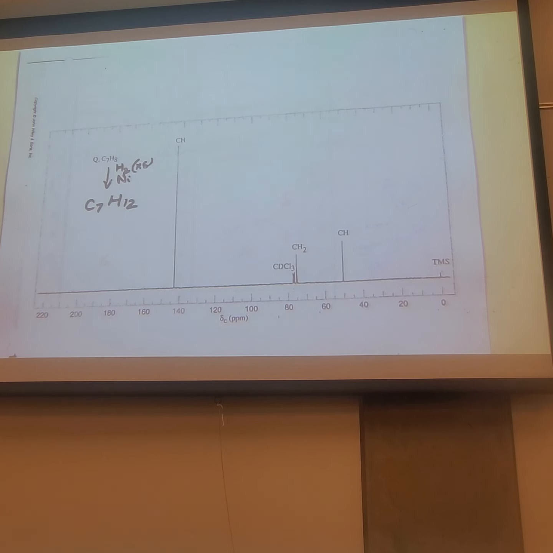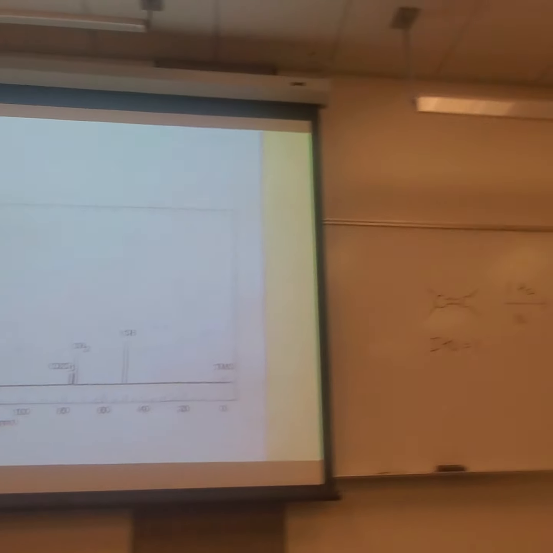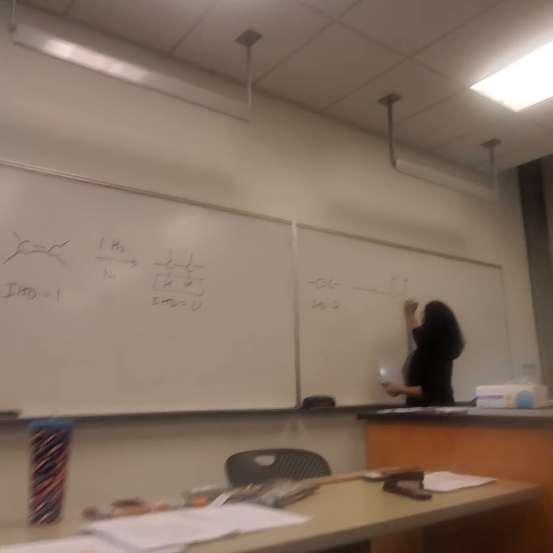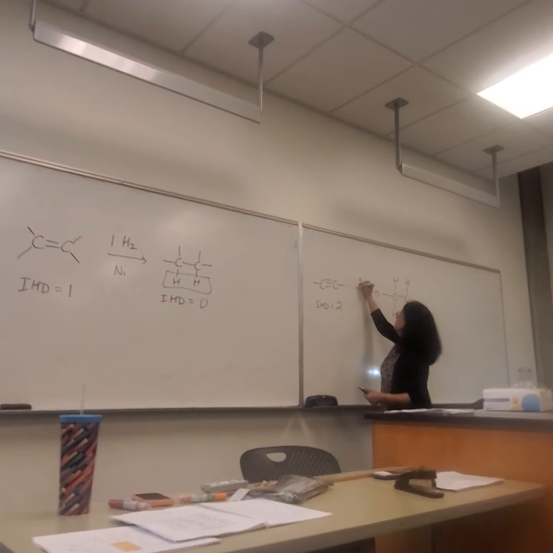What happened to the IHD? Where's the IHD? The IHD disappeared. Gone, right? But only with a pi bond. This happens only with a pi bond. If there were 1 pi bond, how many H's added? 2 H's. Agreed? What if there were 2 pi bonds, such as an alkyne? How many pi bonds here? What's the IHD of an alkyne? 2. So it will add 2 hydrogen molecules.